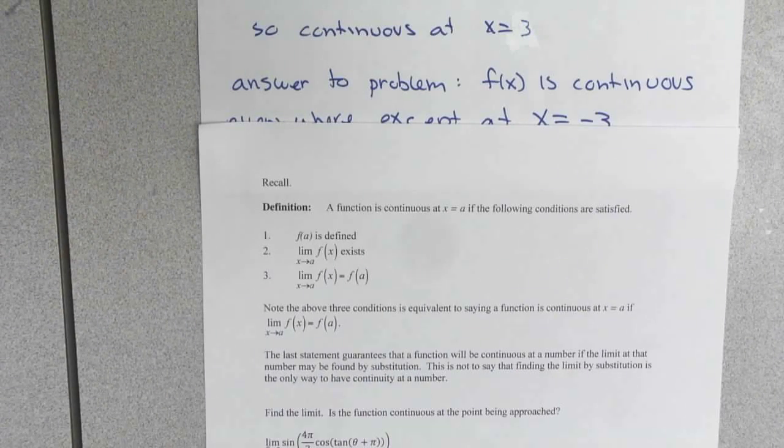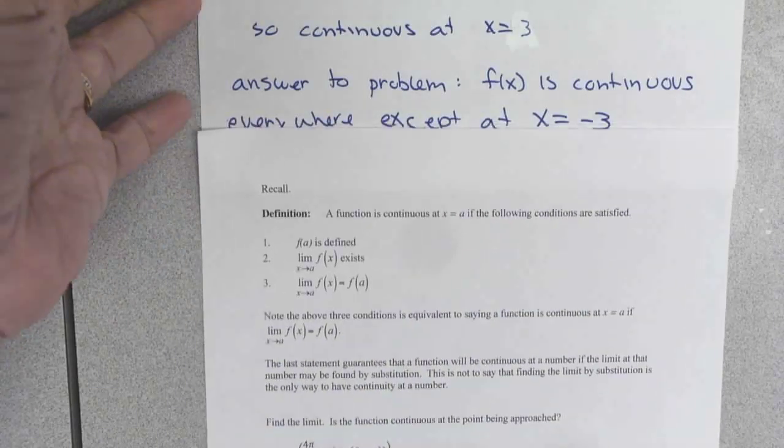That is not to say that finding a limit by substitution is the only way to have continuity at a number. But what it is saying is if you can just find the limit by direct substitution, you are guaranteed continuity at that number. Yes, there are other ways to have continuity, but one quick way that guarantees continuity is if you can do the limit by substitution. As we've seen in our problems, there are other ways. But for some problems, you can verify continuity by just doing direct substitution at the number in question.